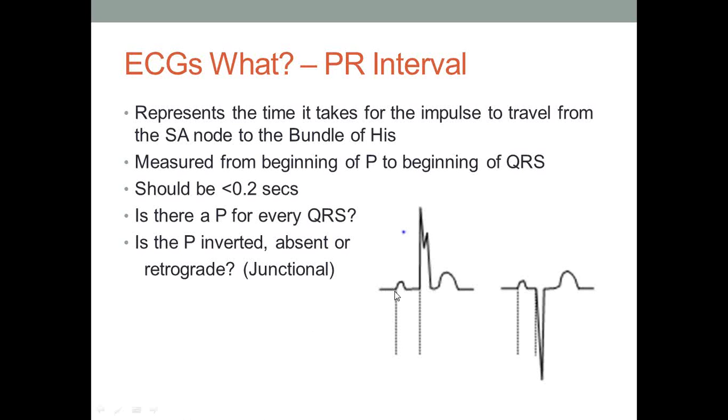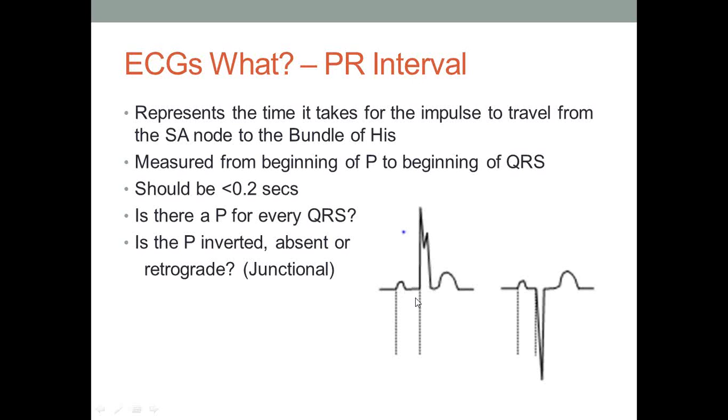So from the beginning of the P wave to the beginning of the QRS complex. This represents the atria contracting with the P wave, return to the isoelectric line, and then the beginning of the ventricles contracting. Okay, so this is our PR interval.